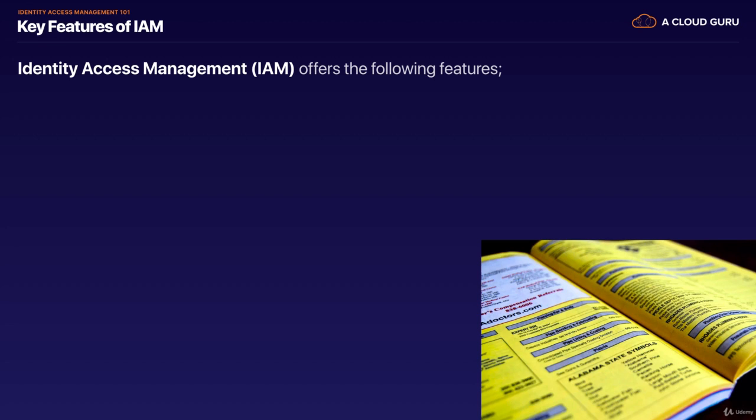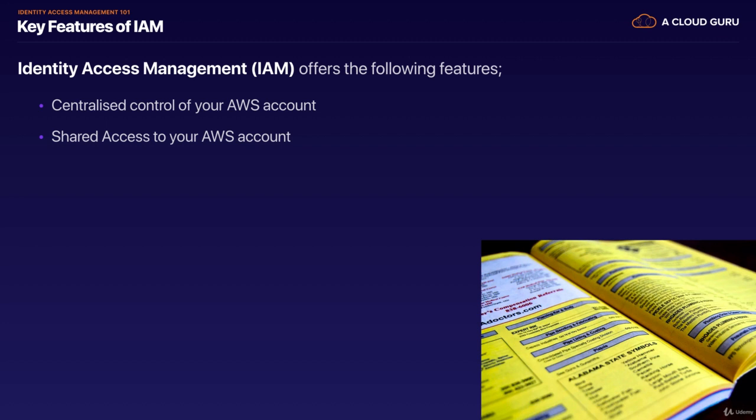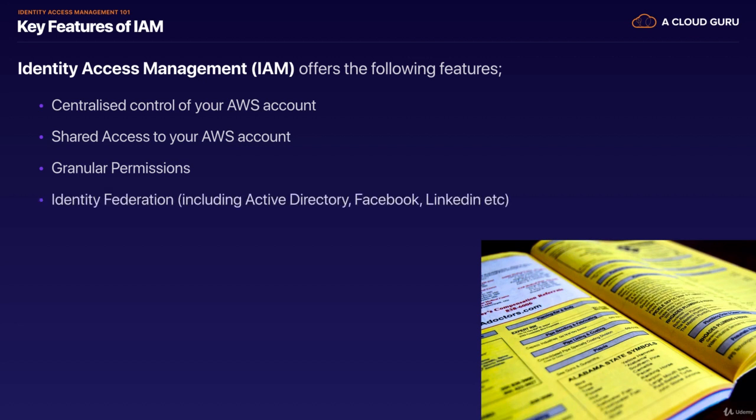So Identity Access Management offers the following features. It gives you centralized control of your AWS account. It gives you shared access to your AWS account. It gives you granular permissions. So you can say, okay, I want people to be able to access this service, but I don't want people to be able to access that service. It gives you identity federation. What do we mean by that?